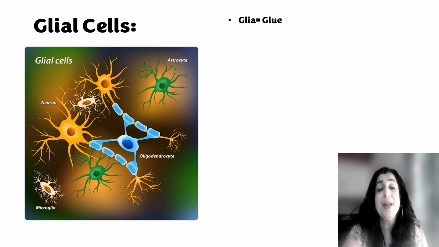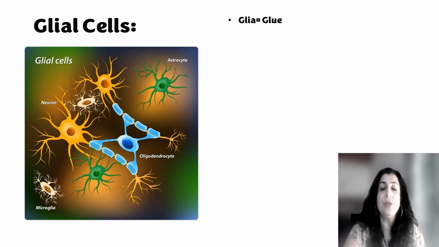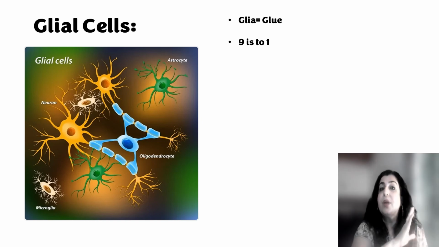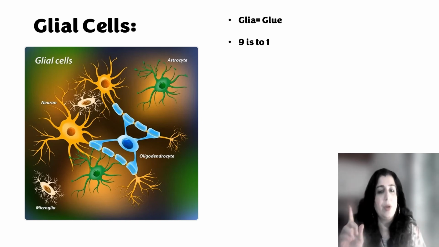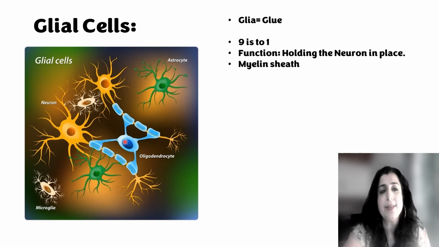Glia means glue. So literally it's the glue that is holding the neurons together. It is a 9:1 ratio. It means if there is one neuron, there are 9 glial cells. So 9 glial cells to one neuron, holding the neuron in place. They also produce the myelin sheath. We just mentioned Schwann cells.